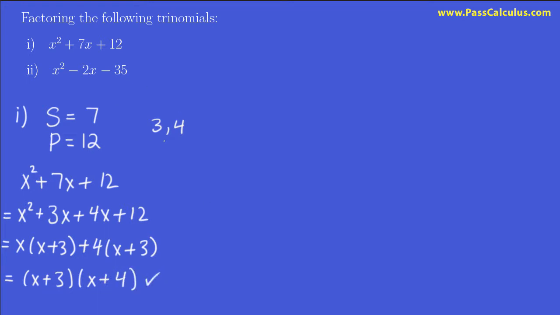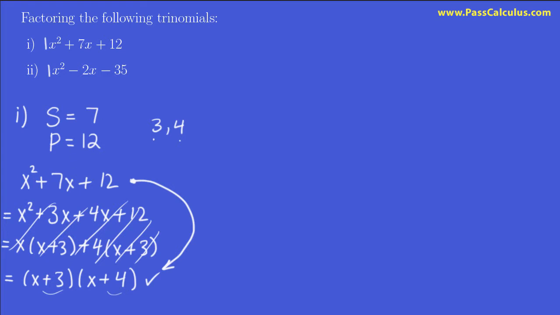Now, the point I'm trying to make here is that we can actually go from here to here in one step, because these ones have a 1 in front. Whenever the a is 1, we can actually skip this stuff. We can go directly from the question to the factored form in one step. How? Well, let's look at this. We still have to do this first part, the sum and product stuff. There's no way around that. But once we get our magic numbers, 3 and 4, the answer is just x plus 3, x plus 4, that's our answer.